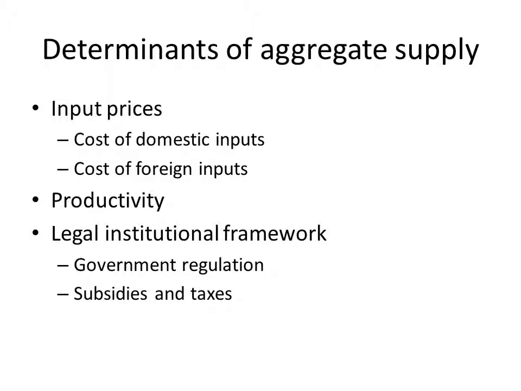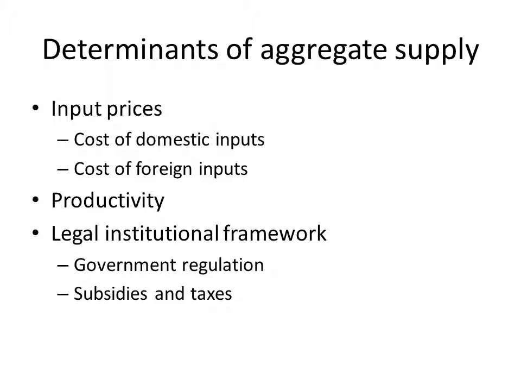So what are the determinants of supply? Well, first of all, there are input prices. These are simply the cost of the inputs that make the product. And whether they are domestic or foreign inputs really makes no difference. So when the cost of domestic inputs rises or the cost of foreign inputs rises, this is going to affect aggregate supply. An increase in these costs is going to shift us to the left. A decrease in these costs will shift us to the right.